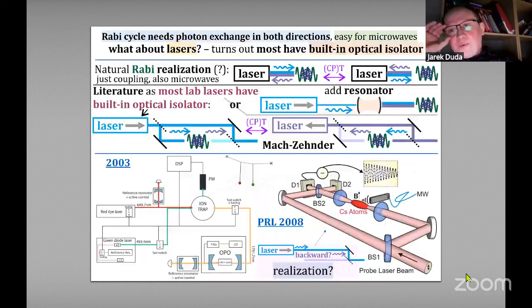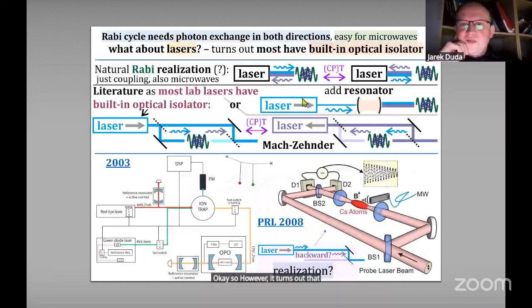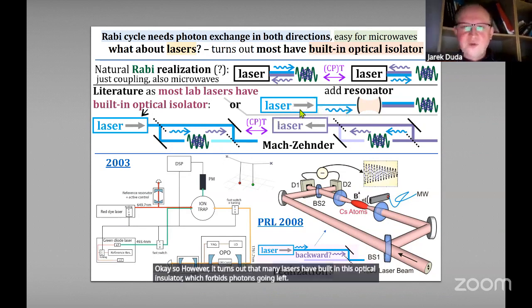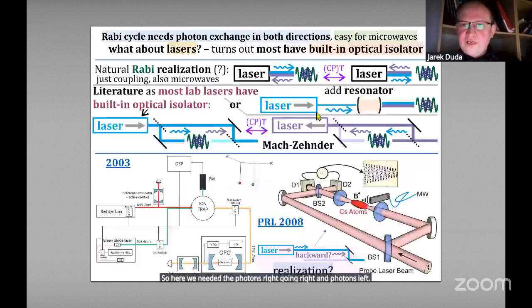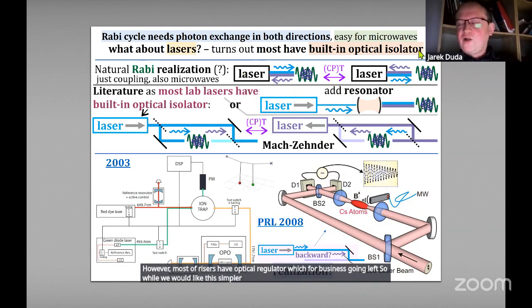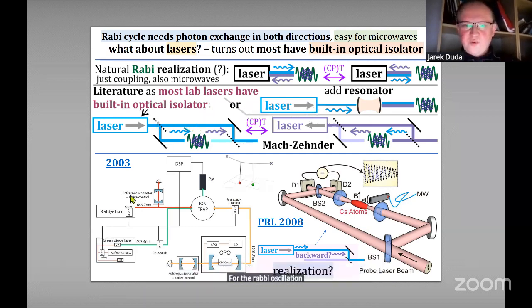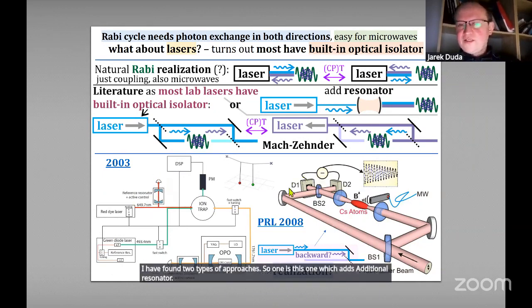However, it turns out that many lasers have a built-in optical isolator, which forbids photons going left. Here we needed photons going right and photons going left. However, most lasers have an optical isolator which forbids this going left. So while we would like this simpler direct realization, which is allowed, for example, for microwaves, looking in the literature for the Rabi oscillation with lasers, I have found two types of approaches. One adds an additional resonator, and the second uses a Mach-Zehnder interferometer.